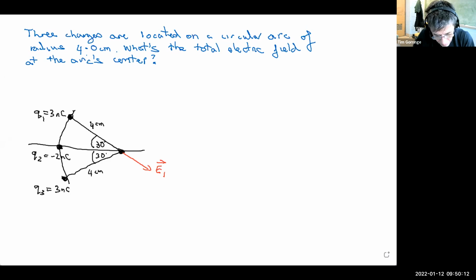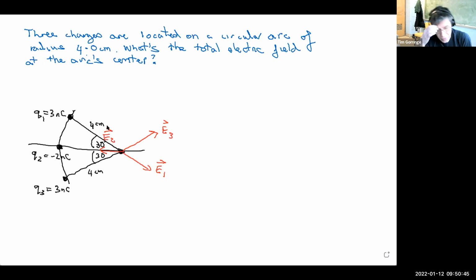Q3 is also a positive charge. The field points away from the positive charge, and I'm going to label that electric field vector E3. And then finally, Q2, that's a negative charge, and so the field lines will point towards that charge Q2. I'm going to draw that, and I'm going to label that E2.